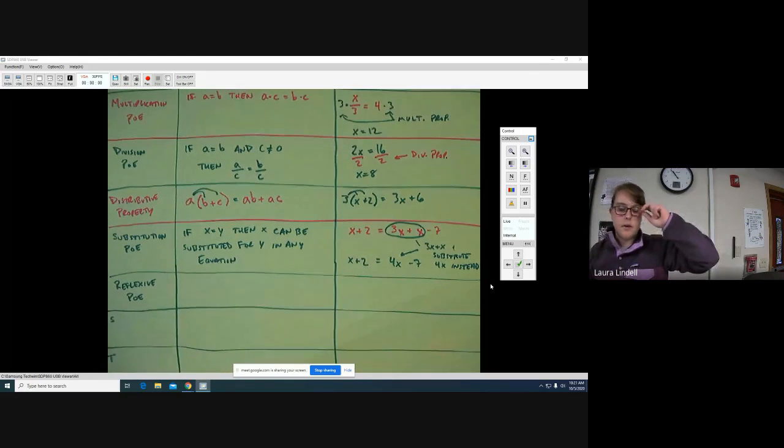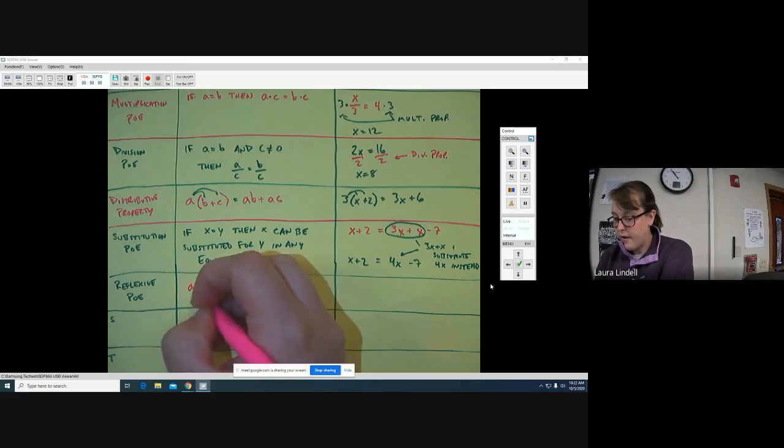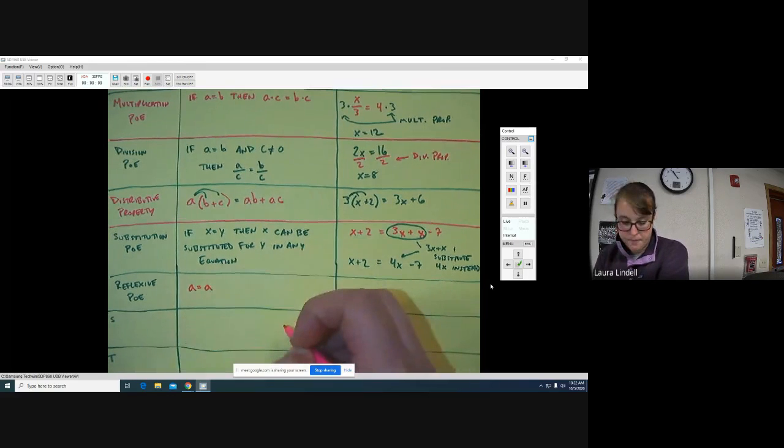Okay, so our next one is the reflexive property of equality. All right. The reflexive property, I kind of sometimes refer to it as the duh property. It's that something is equal to itself. And you might think, well, of course, something is equal to itself. X is equal to X and Y is equal to Y, and things like that. So the reflexive property of equality is that A equals A.